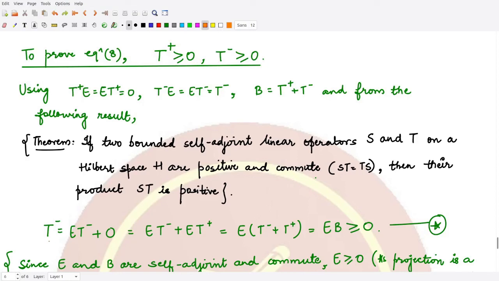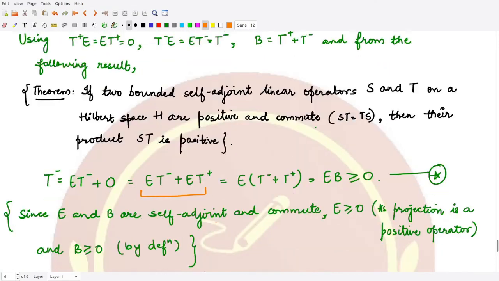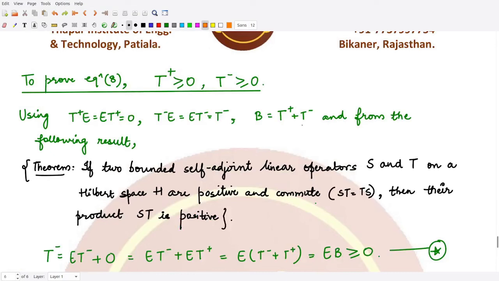So let's first start with the T negative operator. Using this result here, you could write this T negative operator as ET negative, right? And you could just add a 0 here, no problem in that. Now using the next result, you could write this 0 as ET positive, using this result here. So from these two results, you could take this E common. So it would be E(T negative plus T positive), right? And then what is T negative plus T positive? That is the operator B. So you could just replace it with EB, right? So you have EB here.